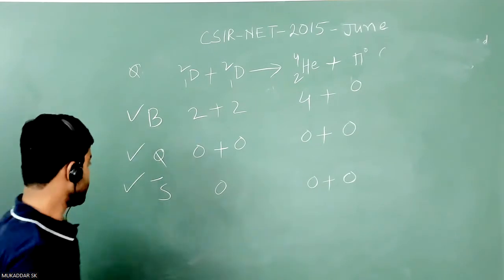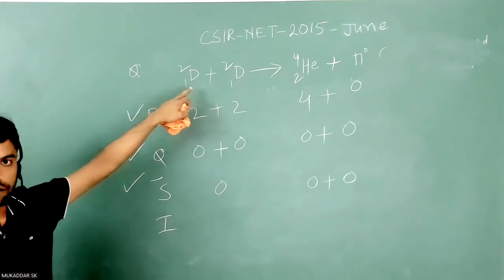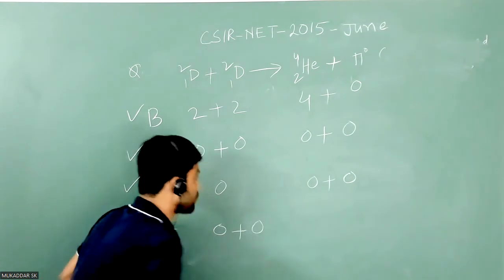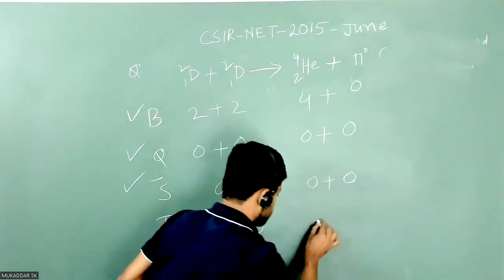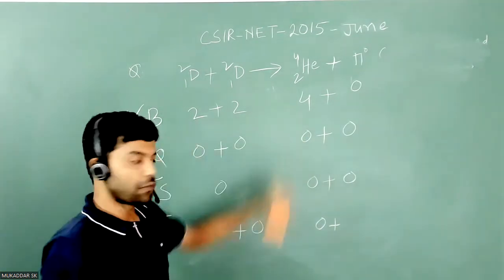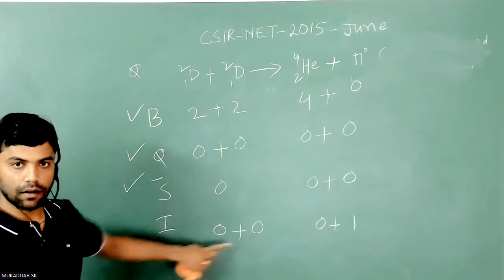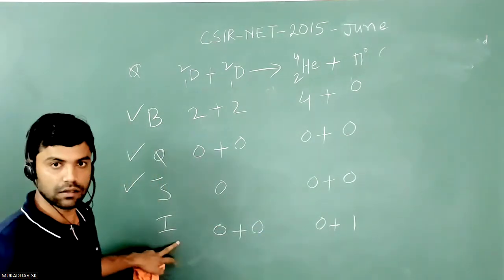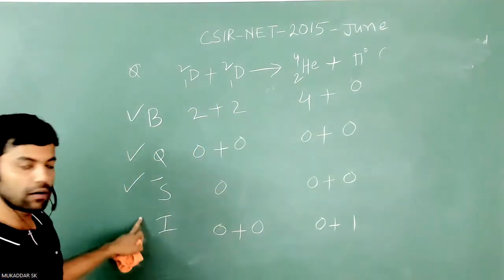Now we check isospin, denoted by capital I. Isospin of deuterium is 0, so on the left hand side this is 0, and isospin of helium is again 0. But for pi 0 this value is 1. So you see, on the left hand side I is 0, but on the right hand side I is 1. It means I is not conserved. So this reaction is not possible by strong interaction because it violates isospin.